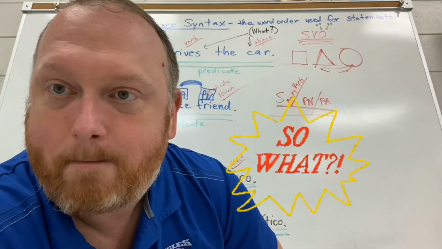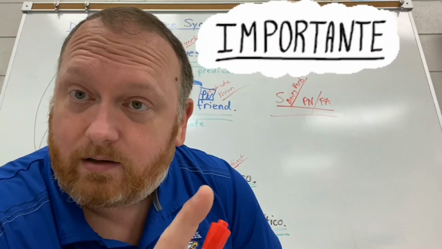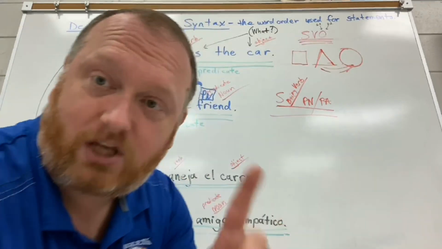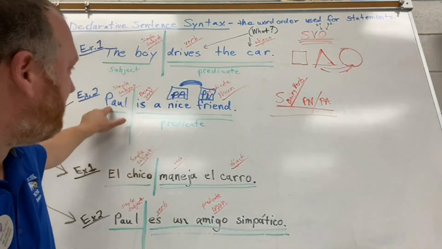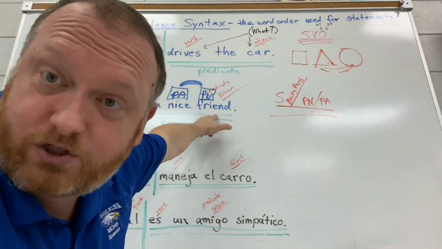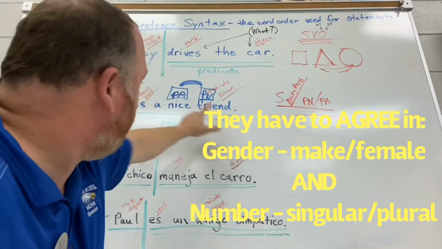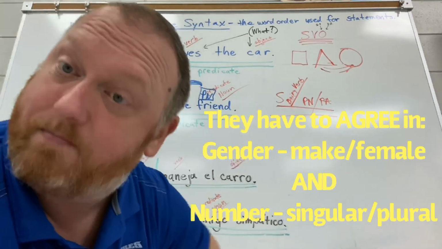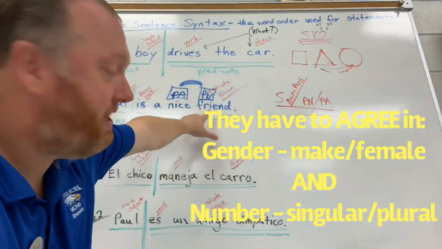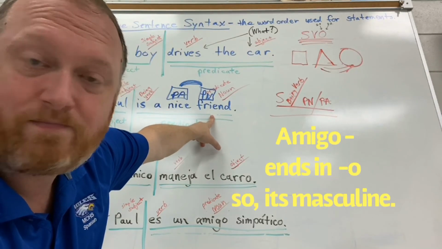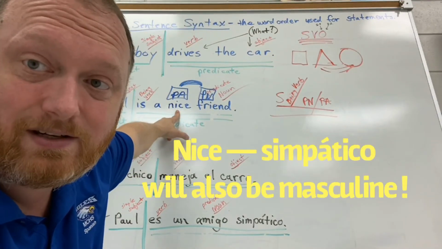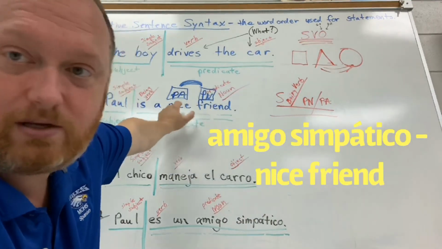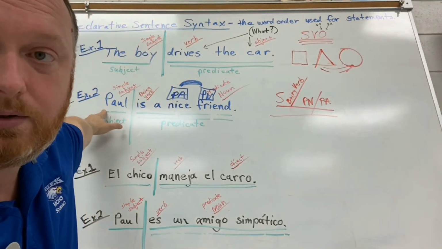What does that tell me? It tells me something about Spanish that's important to know. It says that the subject is Paul, and the predicate noun also refers to Paul being a friend. So they're basically the same. And you see, what does that tell us about Spanish? Paul is male. Okay, so that means amigo is going to have to be masculine. And that also tells us that nice is going to also have to be masculine, simpatico, with an O also. So amigo simpatico is going to have to match Paul.